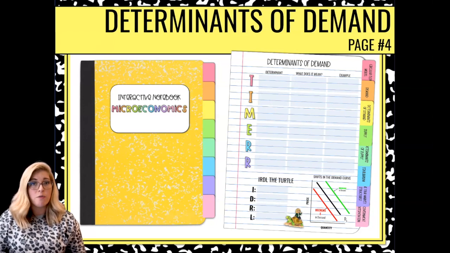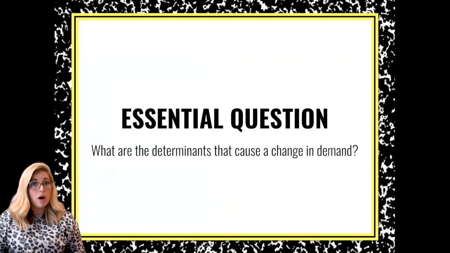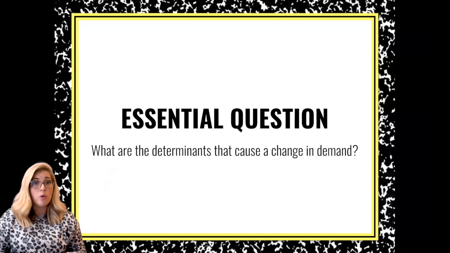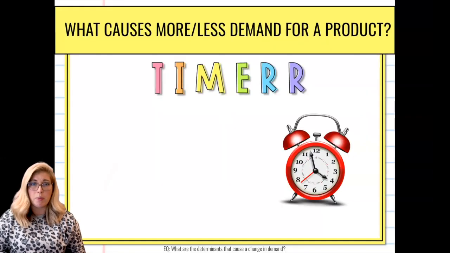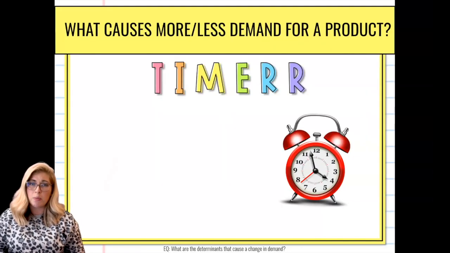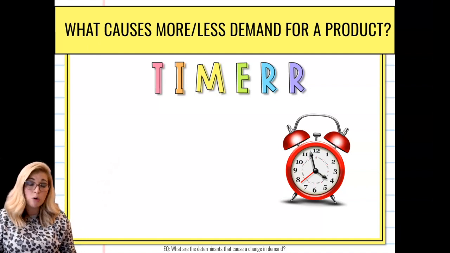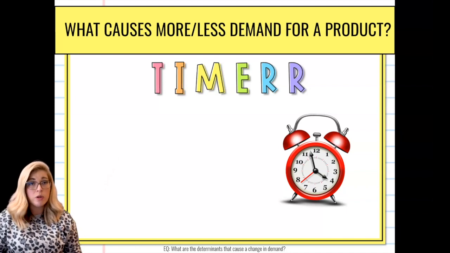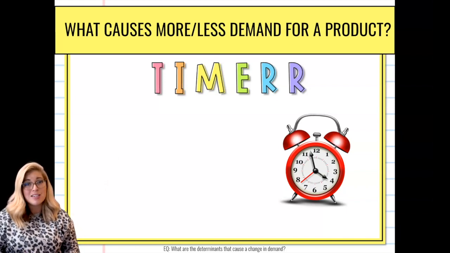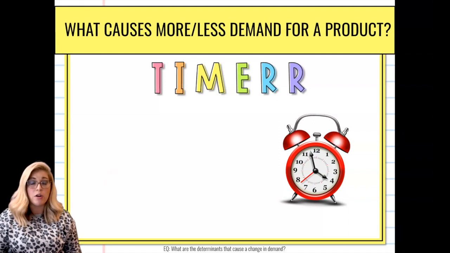But let's first start off with our essential question. What are the determinants that cause change in demand? Now, we have 6 different types of determinants. And what we mean by a determinant is, think about a scenario where maybe there's been a rush to go buy a good or a service. The price didn't change, but people are more motivated or less motivated to go out and purchase it. That's what we call these determinants. There are 6 different categories that are going to motivate people to purchase more or less of a good, regardless of the price.